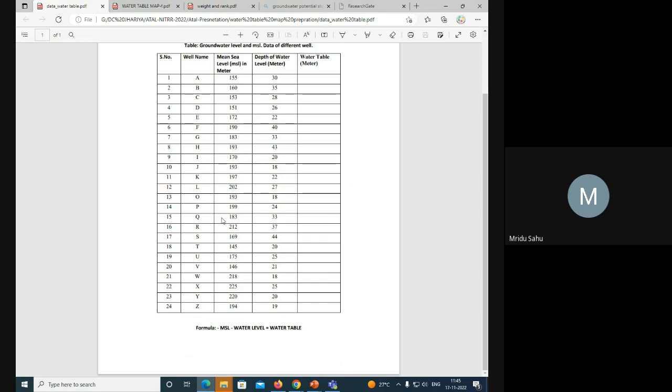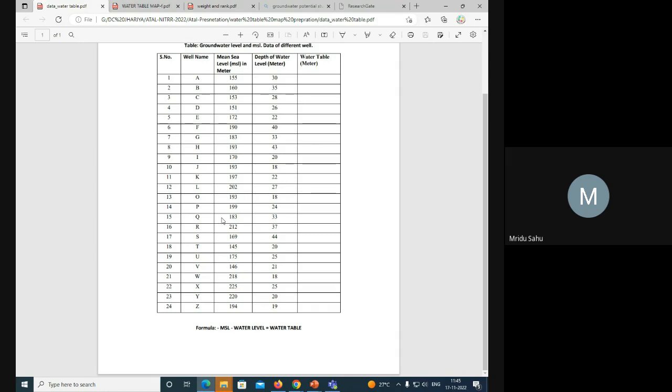In that case, what we have to do is go there in the field and collect data from the different wells. We have to collect the water level of each well. But how do we locate which well we are at? We can use GPS, global positioning system, and that GPS is available in your mobile also.